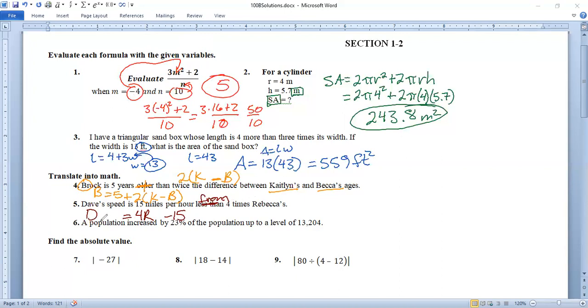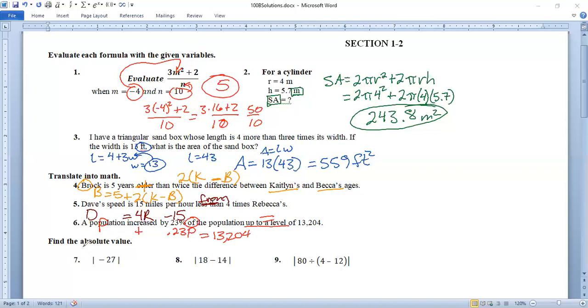A population, so that's P, increased by 23%, that's 0.23 of the population, to a level. So that's going to be equals, that's the final thing, equals 13,204. So P plus 0.23P equals 13,204.